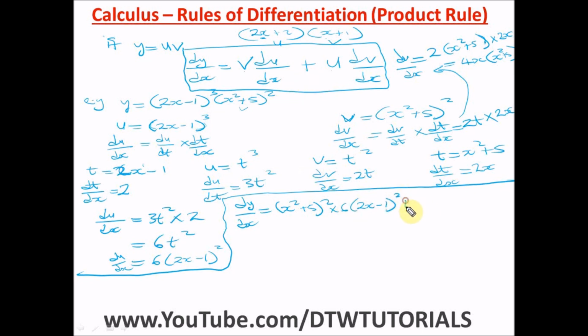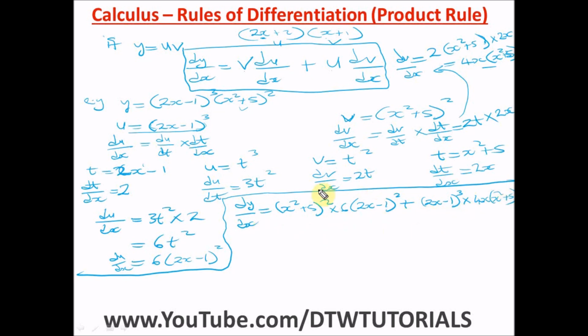Then we're going to add plus, what is our u? This is our u. Okay, our u is what? 2x minus 1 all raised to the power of 3. Then times, what is our dv dx? This is our dv dx, which is this. Okay, this is 5. So we have times 4x bracket x squared plus 5. All right, so this is what we have.